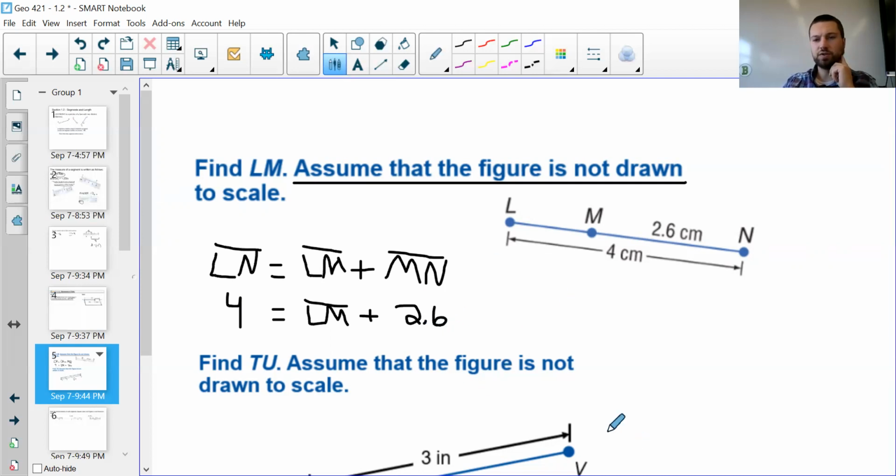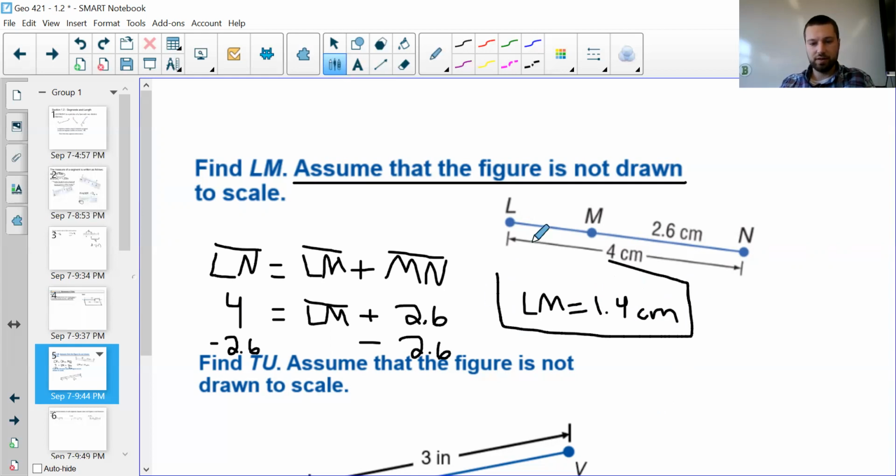Okay, so how do we solve this little equation? We're going to subtract 2.6 from both sides. I know some of you might be able to see this right away, but I still think it's a good habit to write out these equations because things will get more complicated. So 4 minus 2.6 gives us that LM is equal to, what is that, 1.4? And make sure you include your unit, 1.4 centimeters. Okay, so that would be that problem. Whoa, went a little off the board there. Okay, you guys got that one? So that's me doing that one.